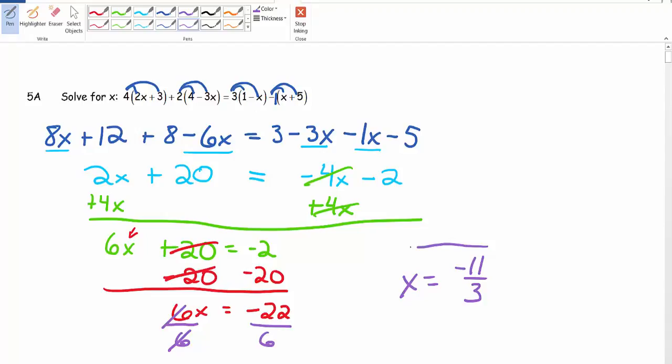You can absolutely keep this as an improper fraction. You don't have to give me the decimal version. You don't have to make it proper. This totally works for me. Again, though, that is problem 5a from our target 4.